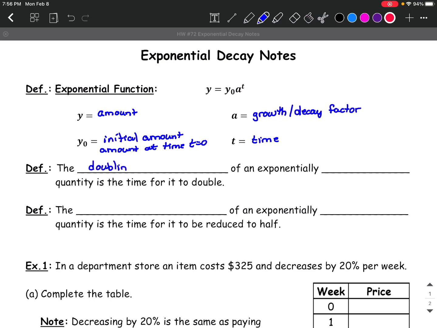The doubling time of an exponentially increasing function, or an increasing quantity, is the time for it to double. So it has to be increasing if it's going to double because it's getting bigger. And similarly, the half-life of an exponentially decreasing quantity or function is the time for it to be reduced to half. So this time our graph would have to be decaying in order for it to be cut in half. Okay, so just some terms that you should know.